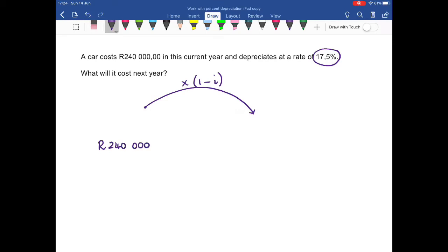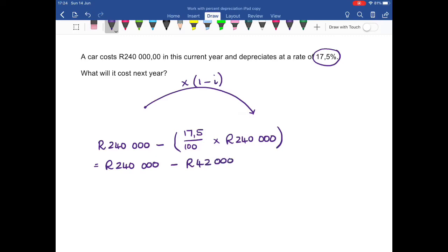That would be 240,000. We are going to subtract the value, so it's going to be 17.5% of 240,000. And if you calculate that, it'll be 240,000 minus 42,000, so the car loses 42,000 Rand of its value in the year, and next year it will be worth 198,000 Rand.